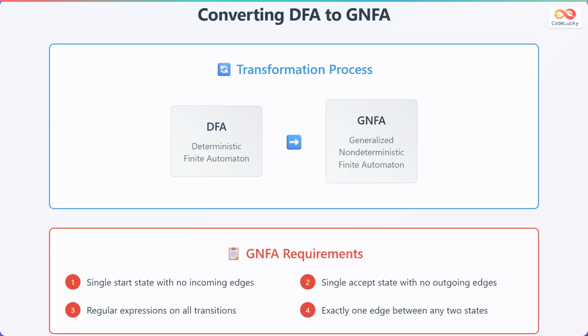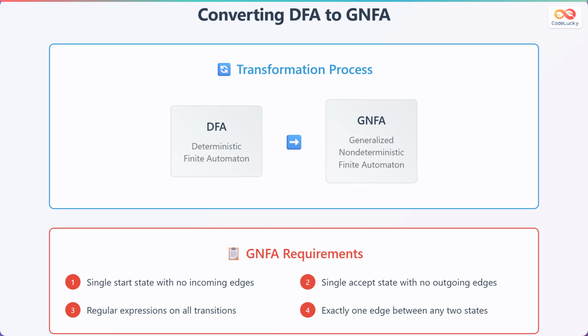In Step 1, we will focus on converting a deterministic finite automaton, or DFA, into a generalized non-deterministic finite automaton, or GNFA. Consider a DFA, which is a deterministic finite automaton. We transform it into a GNFA, which stands for Generalized Non-Deterministic Finite Automaton.